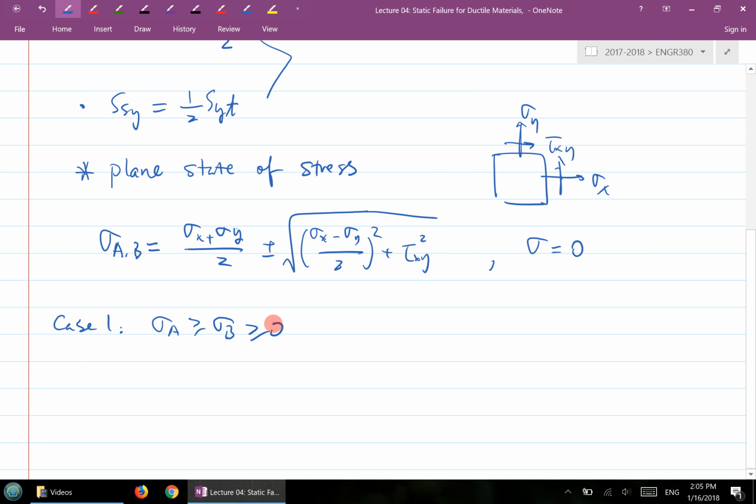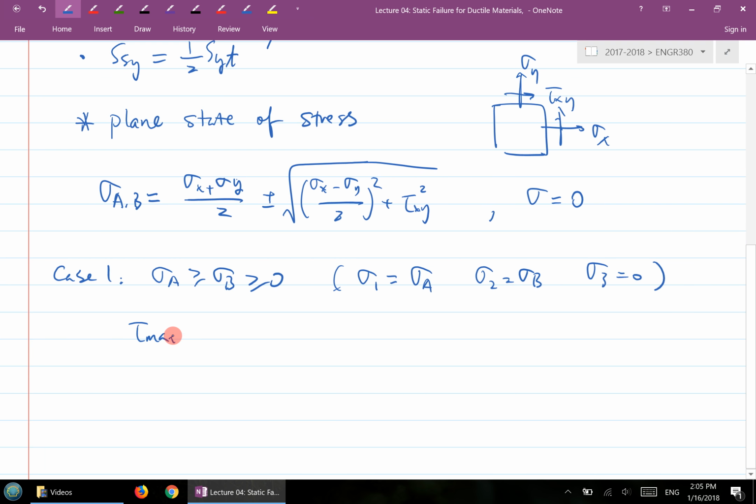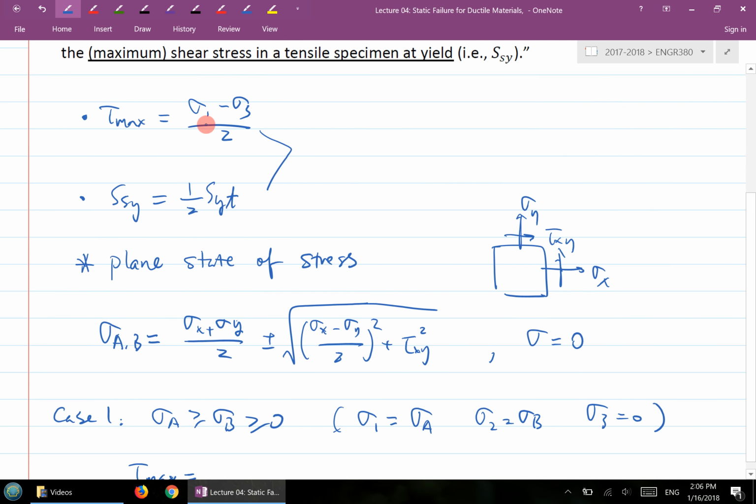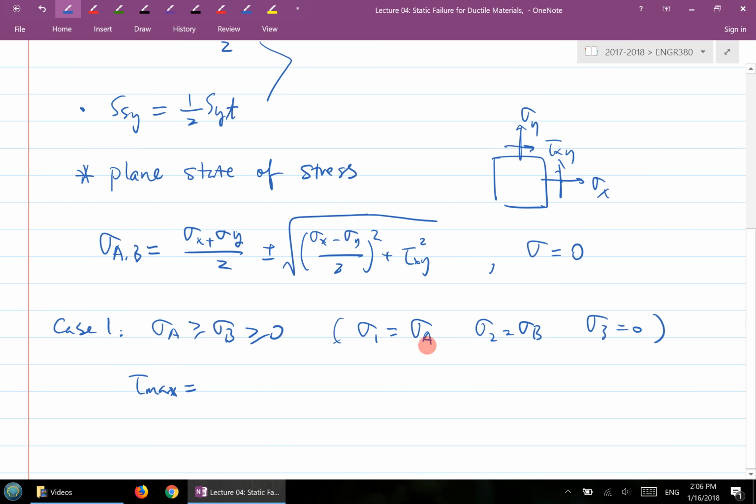So here's the first case. You could have sigma A greater than sigma B and greater than 0. In this case, as I summarized previously, your sigma 1 will be sigma A, your sigma 2 will be sigma B, and sigma 3 will be 0. Now you can see in this particular case, here's your formula for maximum shear stress, and you look at the current sigma 1 and sigma 3. So this is your maximum shear stress.